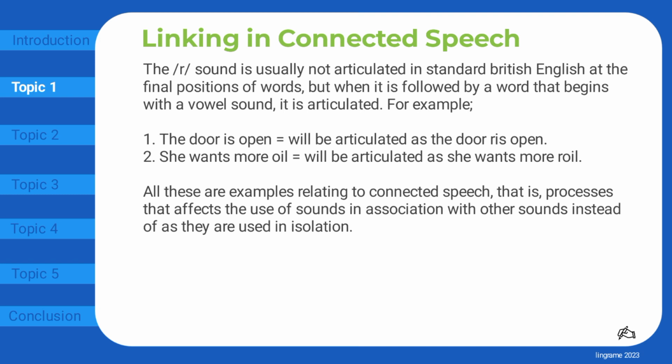The R sound is usually not articulated in standard British English at the final positions of words. But when it is followed by a word that begins with a vowel sound, it is articulated. For example, the door is open will be articulated as the door is open. She wants more oil will be articulated as she wants more oil.